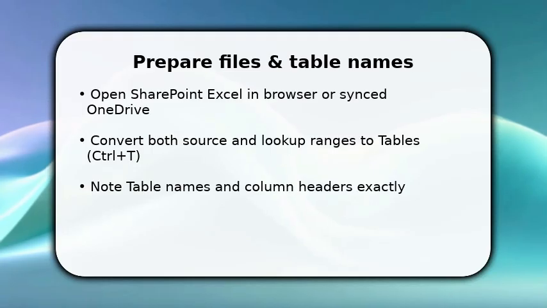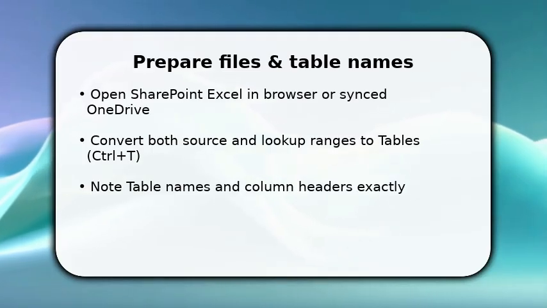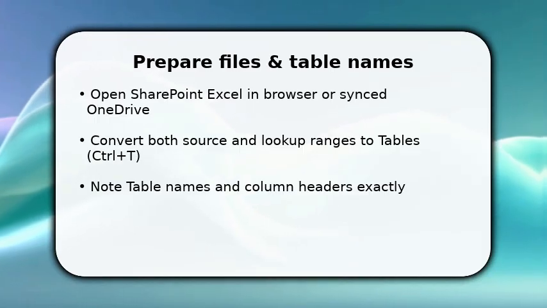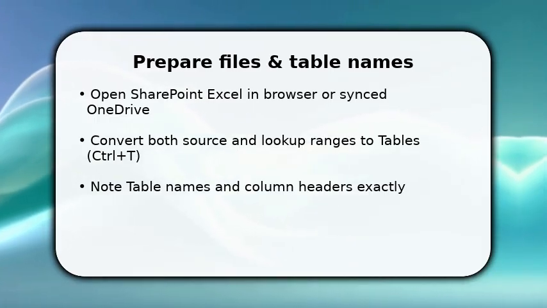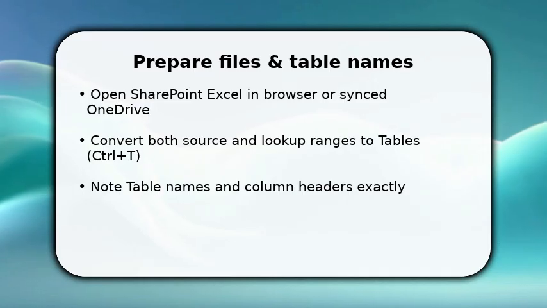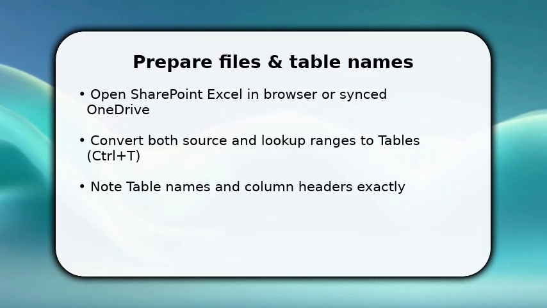You start by opening the Excel workbook stored in SharePoint. Make sure you edit in Excel for the web or desktop app. Once there, convert the data ranges to tables and give them clear names so Excel keeps references stable. You do this because VLOOKUP needs consistent table ranges. Without them, your links break across sessions.